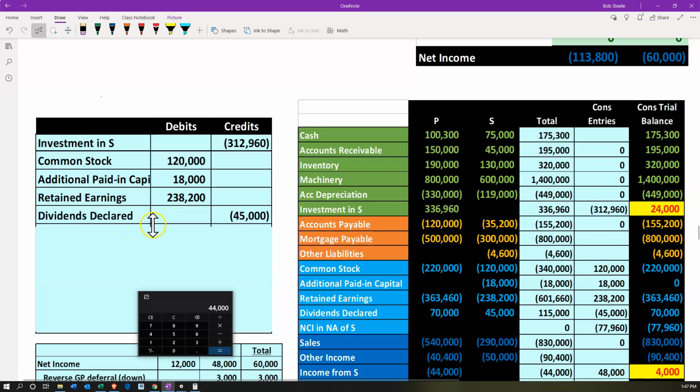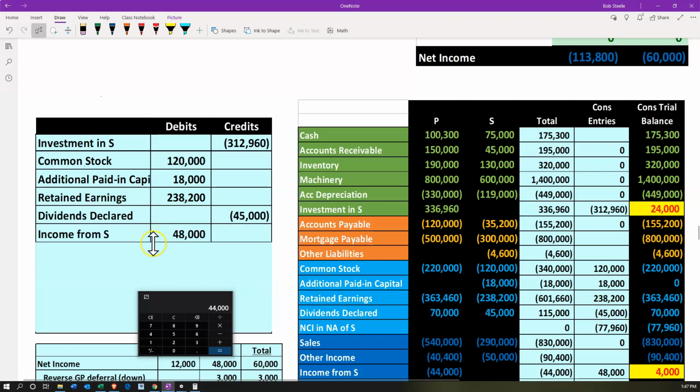Then we're going to be thinking about the dividends declared. So here's the dividends, 45,000. It's a debit here, so we're going to credit it to make it go away. Here's P's, here's S, here's the total. We removed S's to bring us back to P.